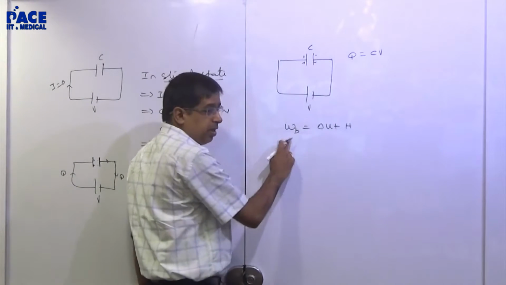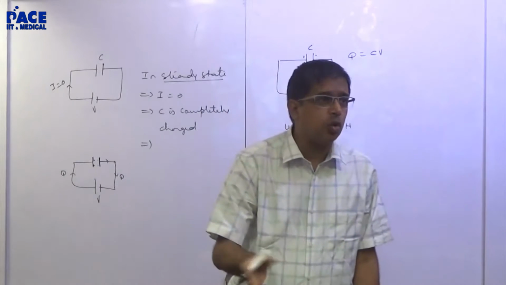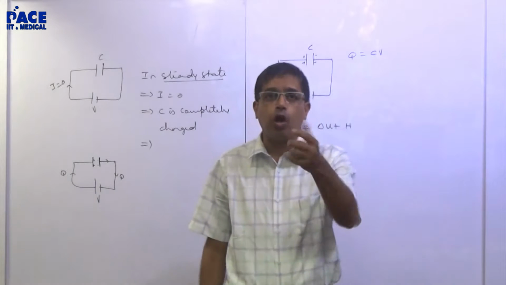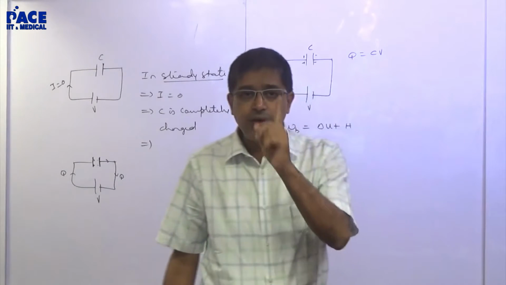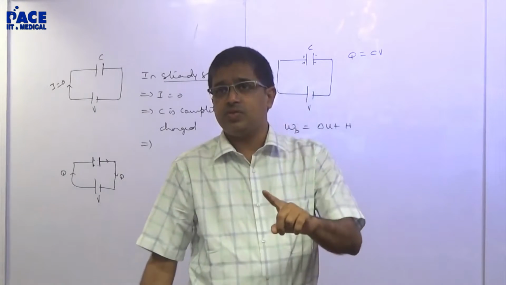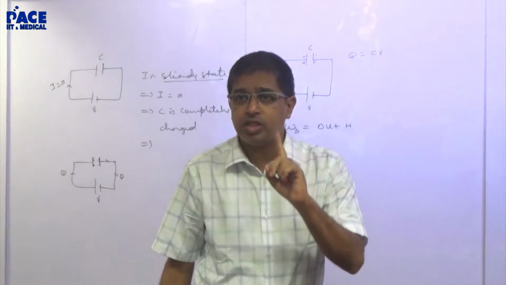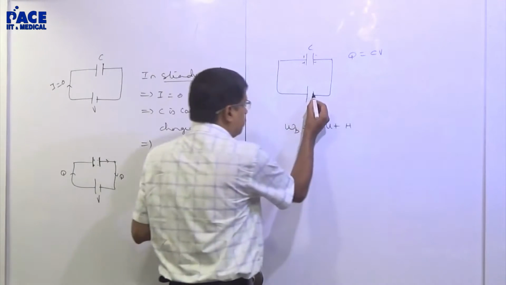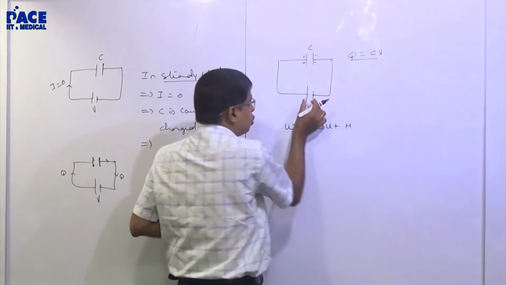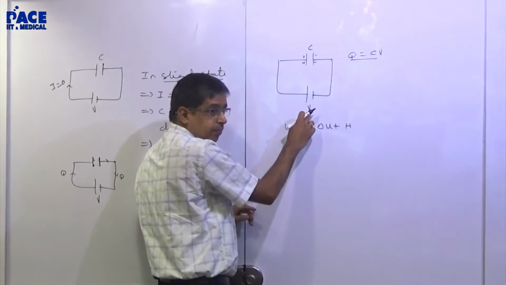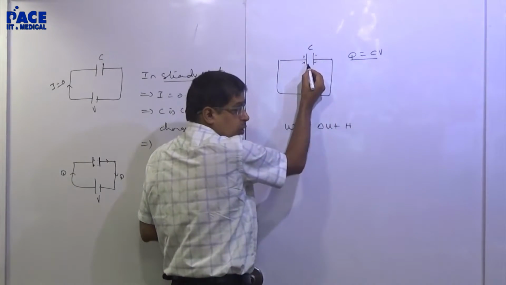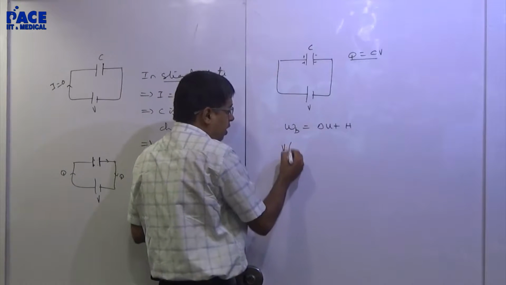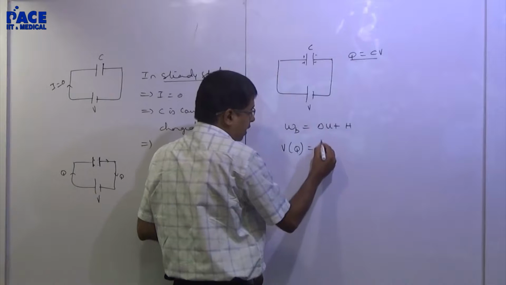How much work is done by the battery? Battery is neither a source nor a sink. It will neither generate charge nor will it absorb charge. It will only maintain a potential difference. If battery maintains a potential difference, it is pushing charge Q through a potential difference of V. Hence, V into Q will be the work done.